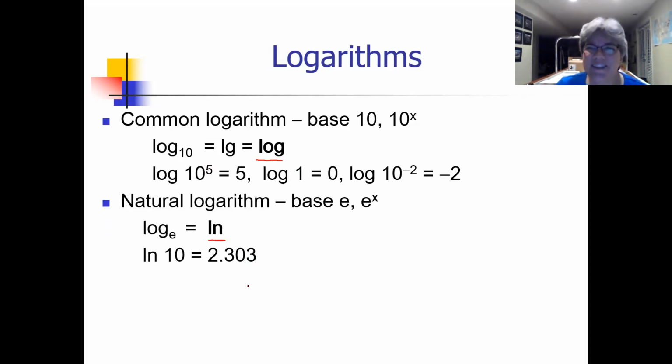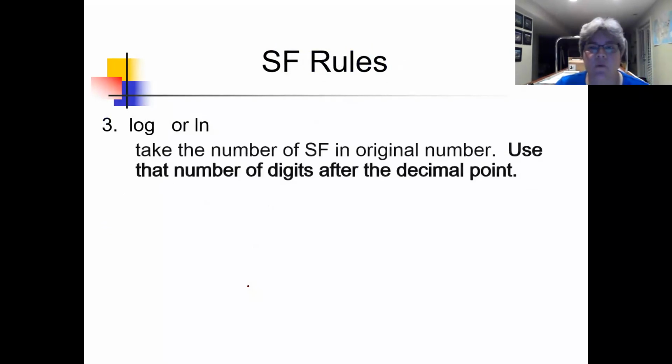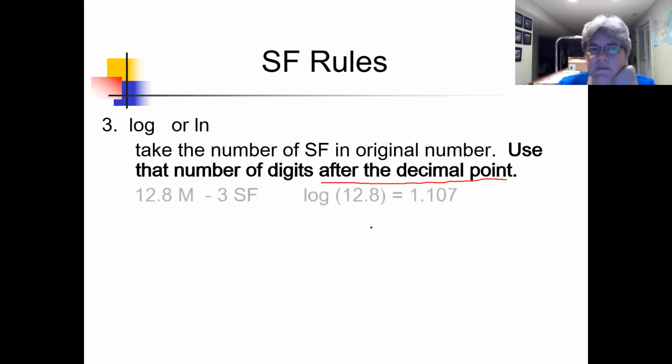So what do we do for significant figures? Well, for this one, you take the number of significant figures in the original number, and then we're going to use that number of digits after the decimal point. So let's look at some examples. Let's say this is my original number, 12.8, which has 3 significant figures, and then I take the log. So for significant figures, I'm going to need 3 after this decimal point.